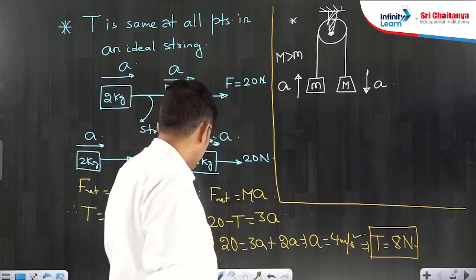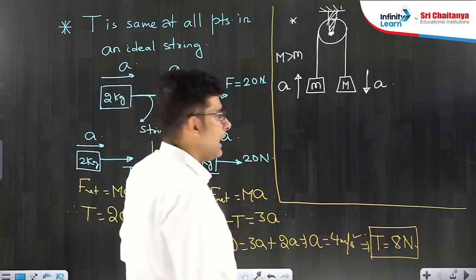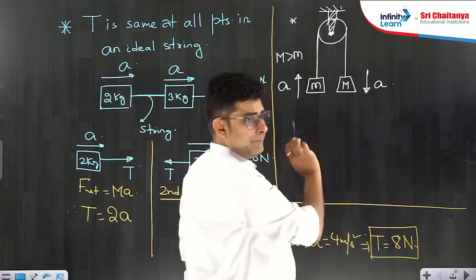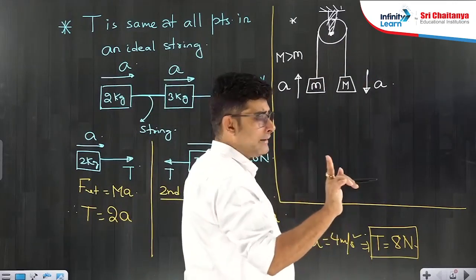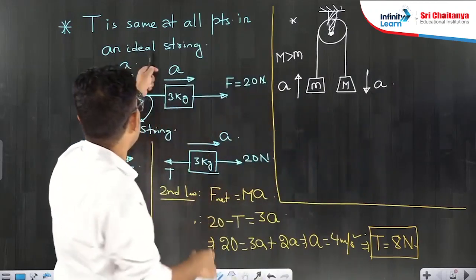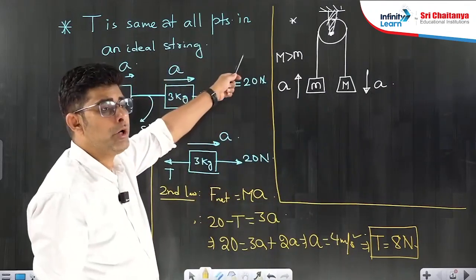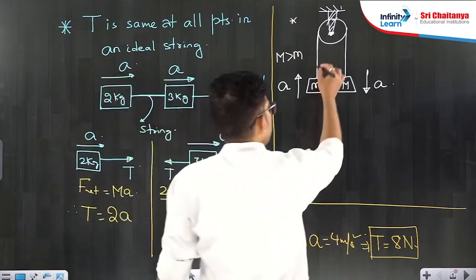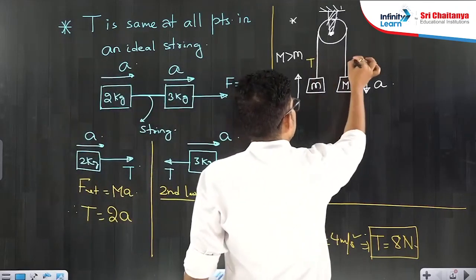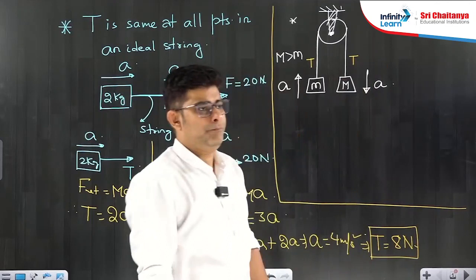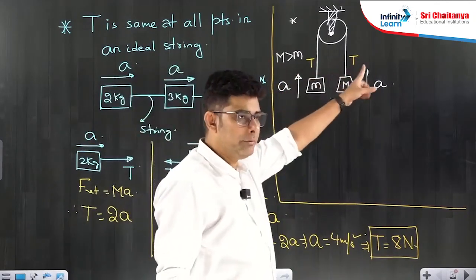Now talking about the tension, again you see the string is the same everywhere. If the string is the same everywhere, what I said in the beginning, tension in an ideal string is the same at all points. Did I say so? So I will say whatever is the tension over here, that will be the tension here also. Whatever is the tension here, that will be here also.